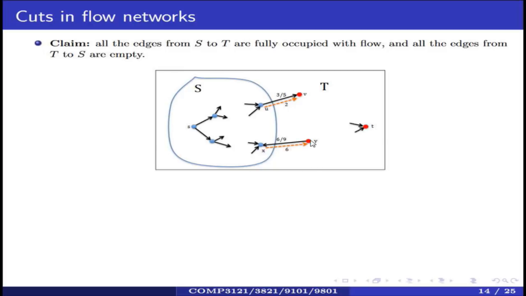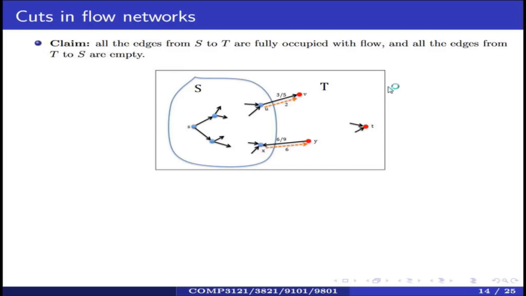And in the very same way, all the pipes in the opposite direction must be completely empty. Why? Because if a pipe is not completely empty in this direction, then there would be a virtual pipe in the opposite direction that is equal to the flow. But this would mean that this vertex Y would be reachable from S, because this vertex X is reachable from S, and then you can go from X to Y and reach Y, and that's impossible by assumption, right?